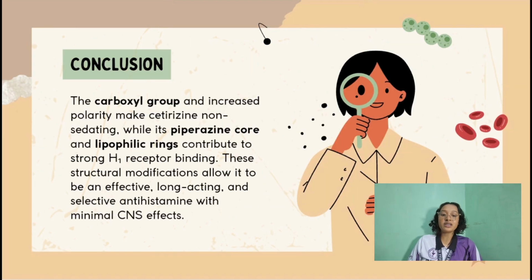In summary, cetirizine is a well-designed antihistamine that balances efficacy with safety. Its carboxyl group and increased polarity make it non-sedating, while its piperazine core and lipophilic rings contribute to strong receptor binding. These structural modifications make cetirizine a long-acting, selective, and effective antihistamine with minimal CNS side effects.